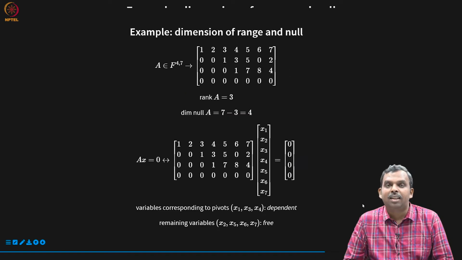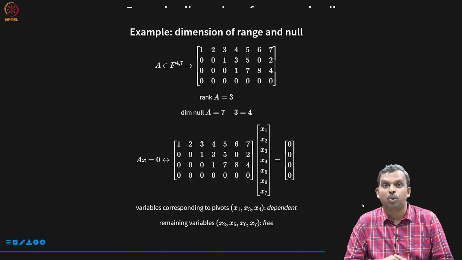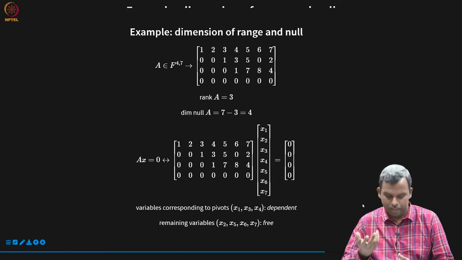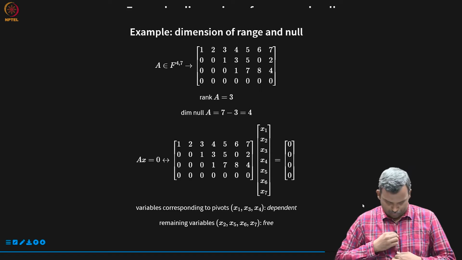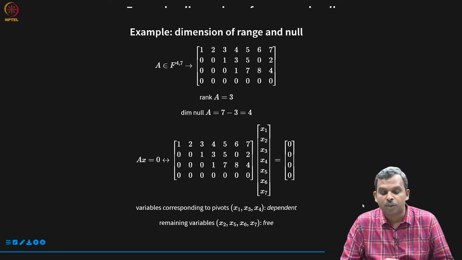Now that we've done the elementary row operations, we're going to see how to use the result of elementary row operations and actually infer something about the range and dimension. We already know how to find the dimension of the range of A and the dimension of the null space of A quite easily. How do you go further than that? How do you find a basis for the null space is what we're going to see next.